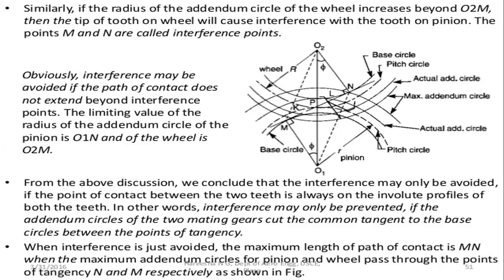Generally, these interferences may be avoided if the path of contact does not extend beyond the interference points. Here the interference points are M and N. Whenever we do not extend these lengths, coming to this side and to that side, these are not going to be extended from this.